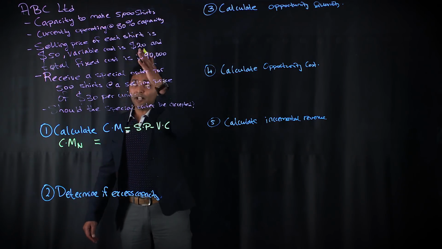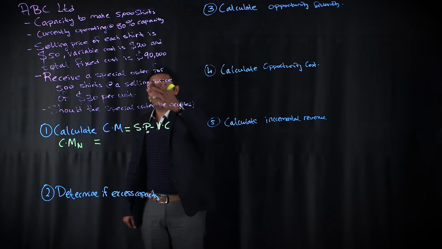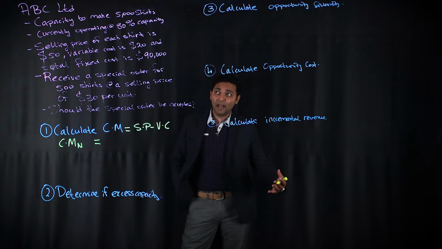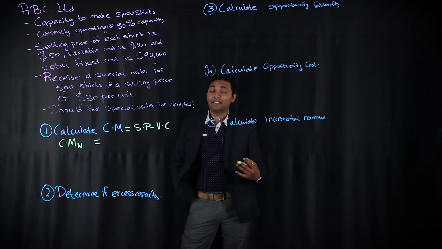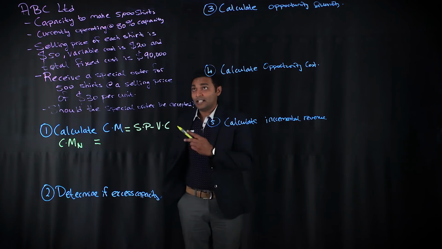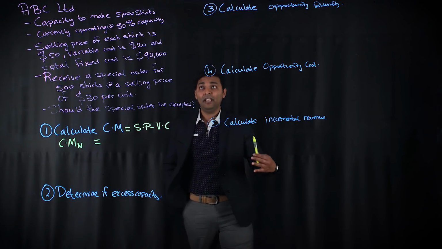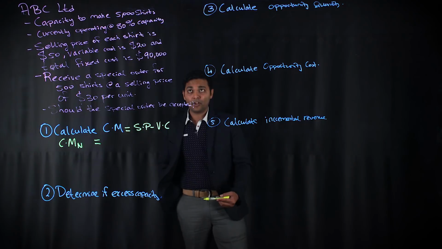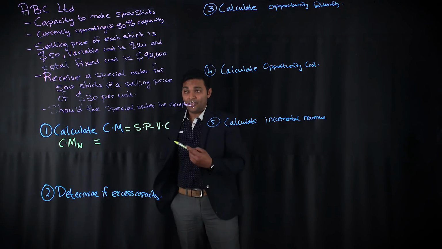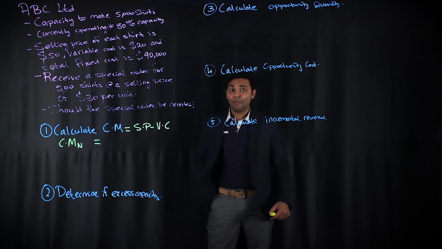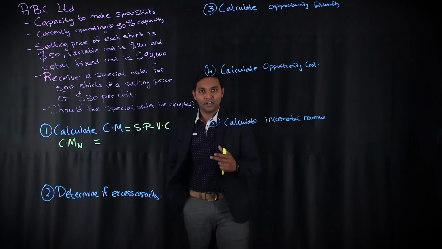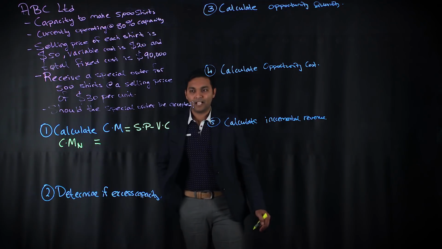If we look at the information given in the question, this company has capacity to make 5,000 shirts. At present, due to demand, they are only operating at 80% capacity, which means they are not producing 5,000 shirts, but 80% of that. The selling price to their regular customer for each shirt is $50. The variable cost is $20, and the total fixed cost is $90,000. That company received a special order for 500 shirts at a selling price of $30 per shirt. The question is, should that special order be accepted?